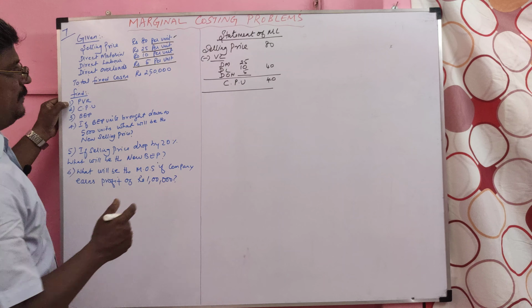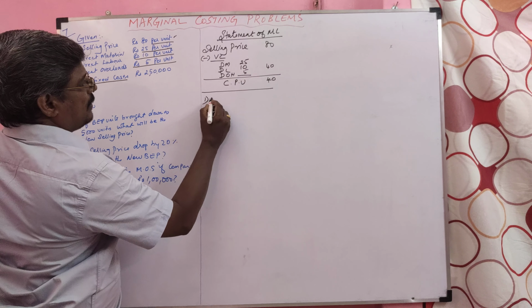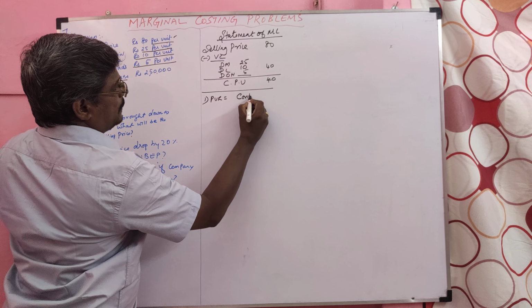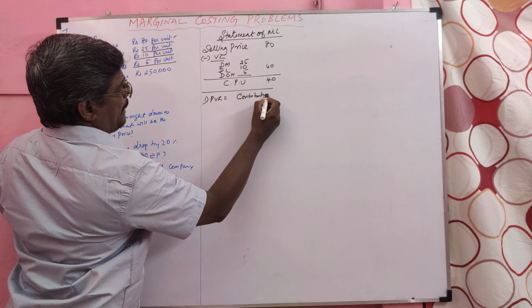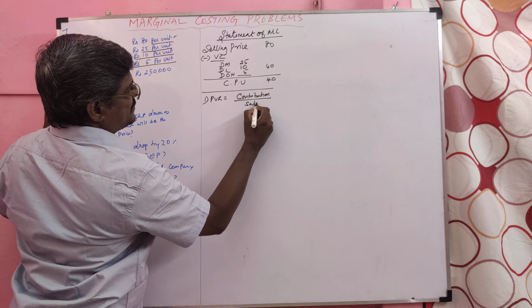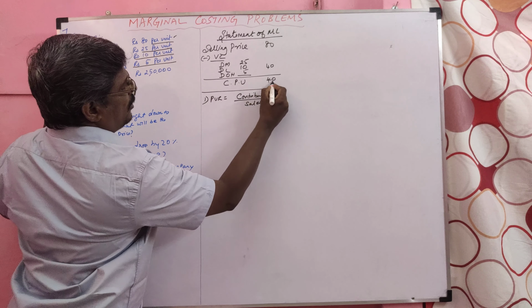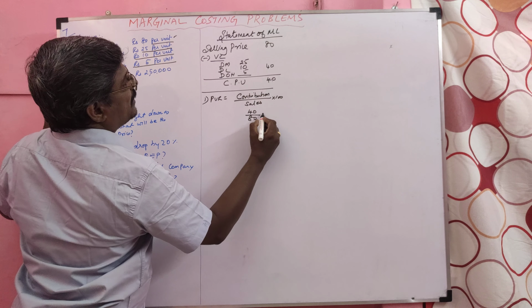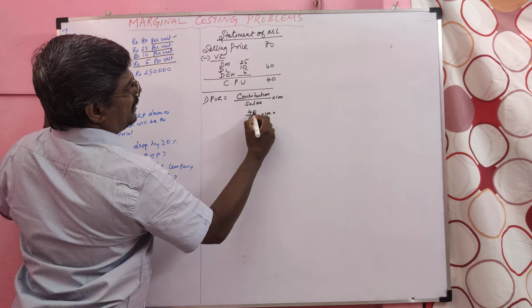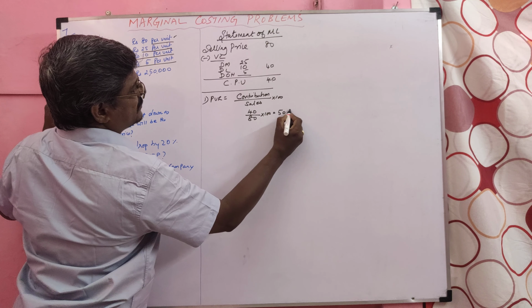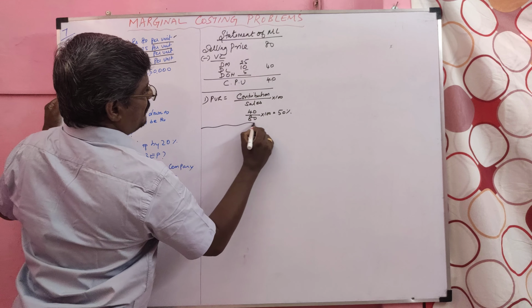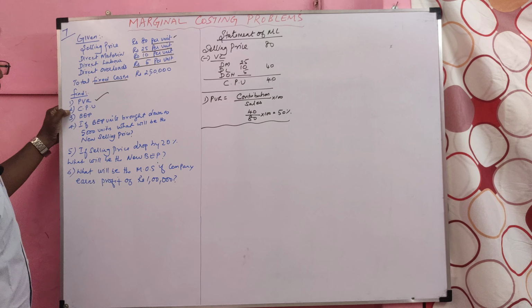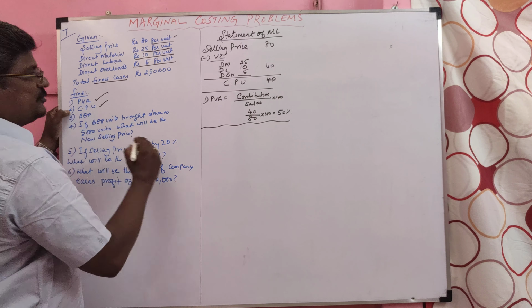Here question number 1. PVR. What is the formula? Contribution divided by sales into 100. Contribution how much? 40. Sales how much? 80 into 100. Divide, we'll get 50%. Now we completed PVR. Question number 1 over. Next, second question is contribution per unit.